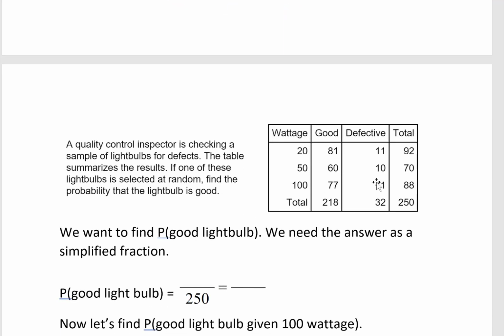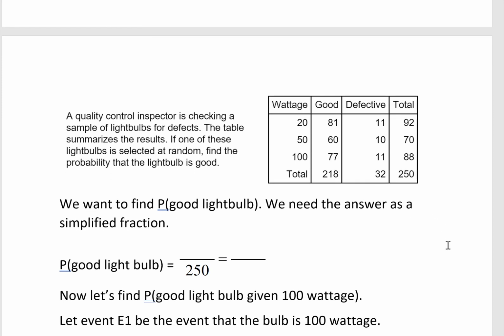A quality control inspector is checking a sample of light bulbs for defects. The table summarizes the results. If one of the light bulbs is selected at random, find the probability that the light bulb is good. Now this is an unconditional probability. This is what we were working with earlier in this unit. And so we want to just find the probability of a good light bulb, and we need the answer as a simplified fraction. So I notice in my table the total number of light bulbs represented is 250, and out of those, how many are good? And that's going to be 218.